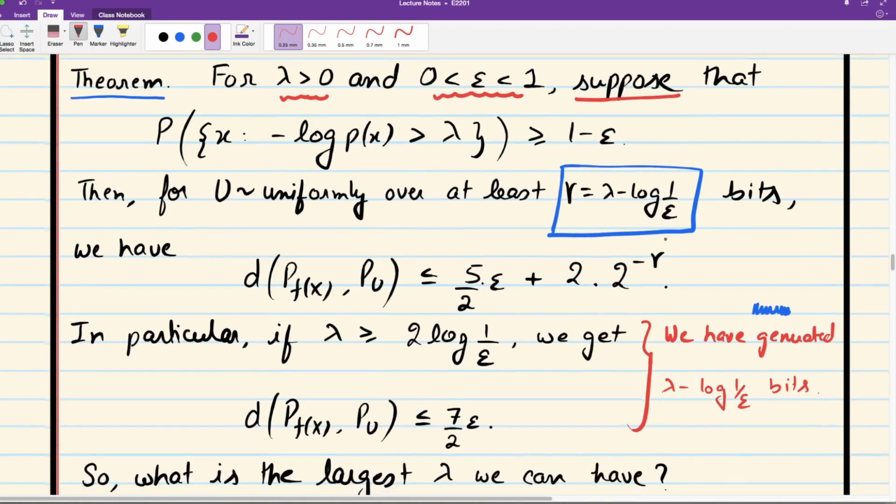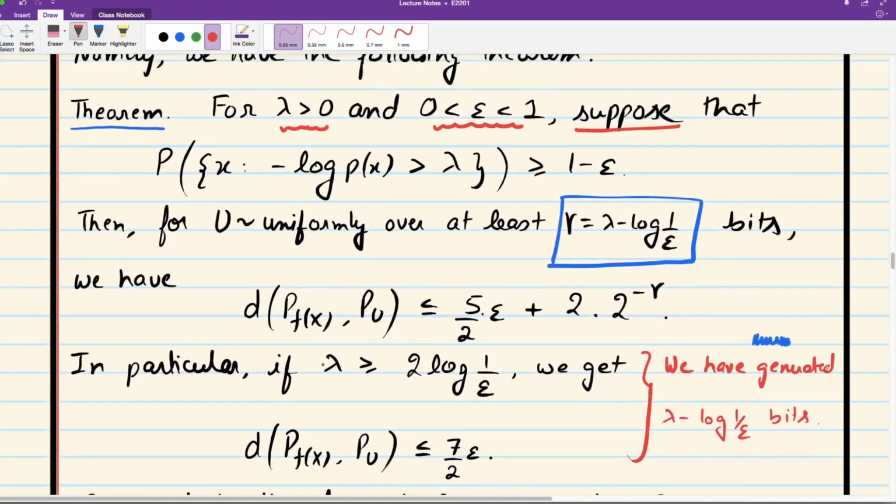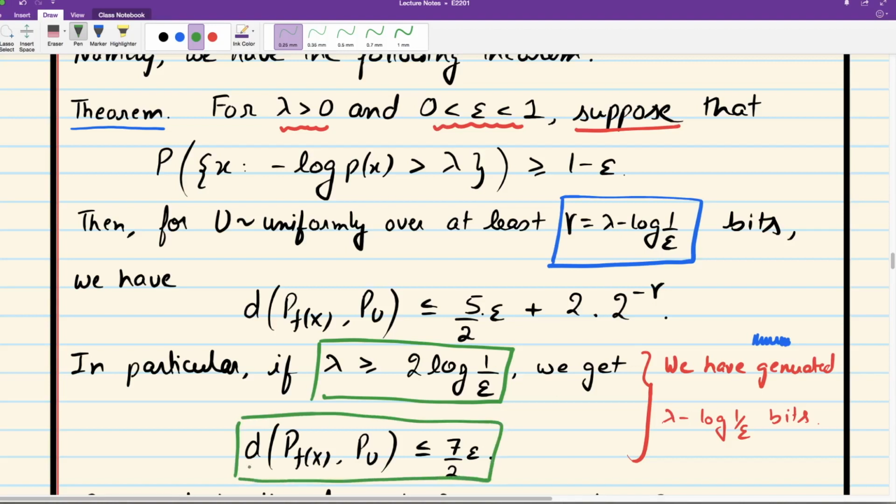In particular, if you set lambda to be greater than 2 log 1 by epsilon, you can set that lambda. Then gamma becomes log 1 by epsilon, so 2 to the power minus gamma is another epsilon, 2 epsilon. So we get this to be smaller than 7 by 2 epsilon, and you can generate these many bits, lambda minus log 1 by epsilon bits. So you can extract lambda minus log 1 by epsilon almost random bits out of a random variable x, which are almost random because they're within a distance epsilon or 7 by 2 epsilon.